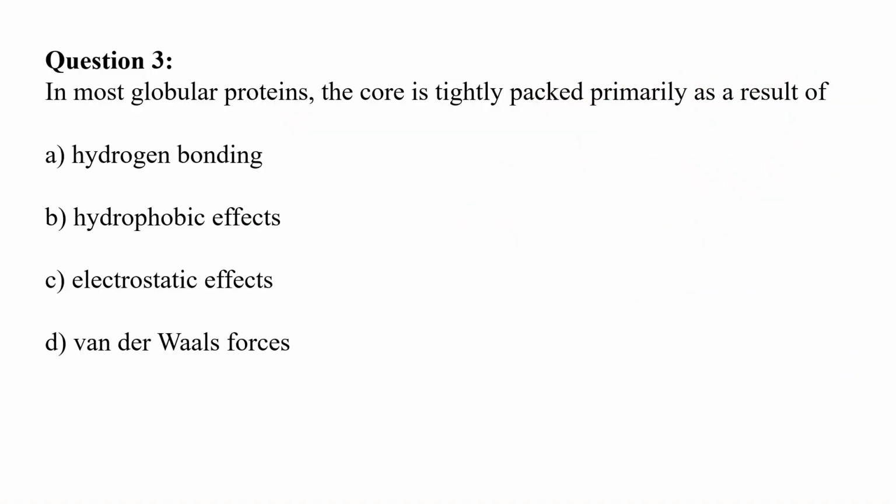So the next question. In most globular proteins, the core is tightly packed primarily as a result of... I have told you what a globular protein is. A globular protein is basically a soluble protein that is in a spherical form. The outer part is made of polar residues. The inner core is called the hydrophobic core and it is made of non-polar amino acids.